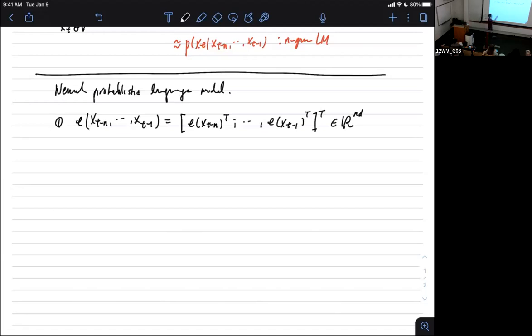What is n? n is the number of the preceding words that we consider. And then d is the dimensionality of the word embedding. So that's the first thing. What is the second thing?